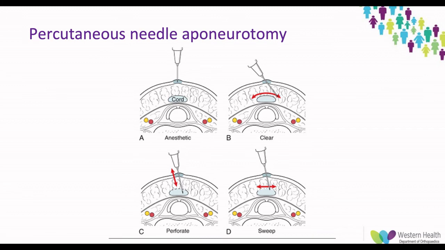The targeted area is anaesthetized, as you can see in figure A. The bevel of a needle is used to clear a path over the cord. The needle is then advanced to perforate the cord, and a side-to-side sweeping maneuver is done until the cord is released from superficial to deep.